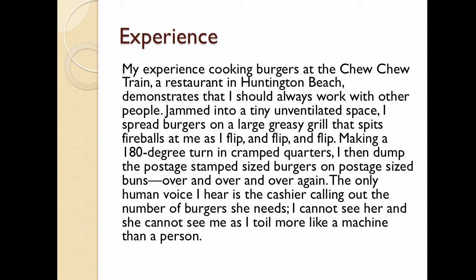And we can see, looking at this, that the first sentence is the topic sentence. It tells about a specific experience cooking burgers at a restaurant called the Choo Choo Train. That's a crazy name. And it connects that experience to a reason for work. I want to work with other people. I should always work with other people. And the verb that makes that connection is an active verb, demonstrates. We've talked about topic sentences and claim sentences before, so I'm not going to dig into that.